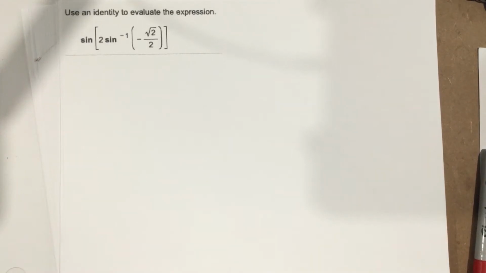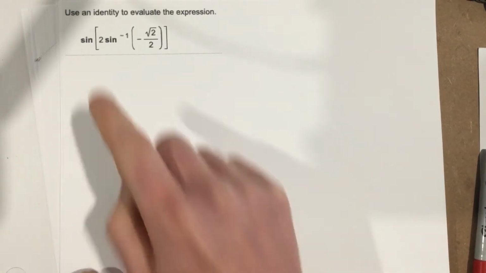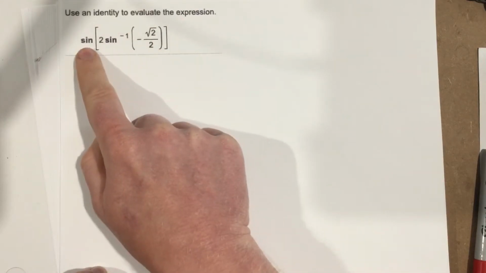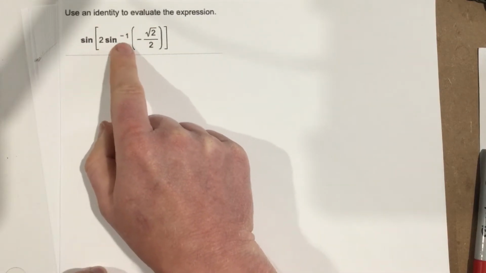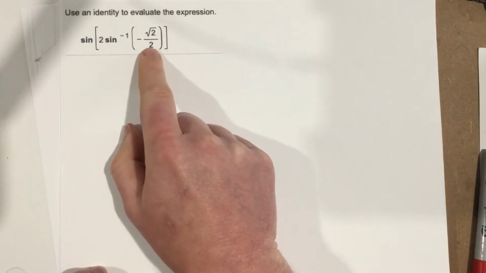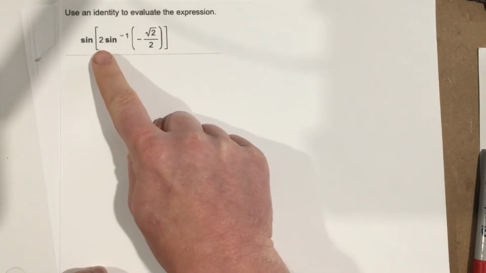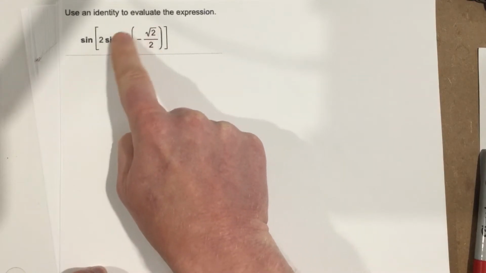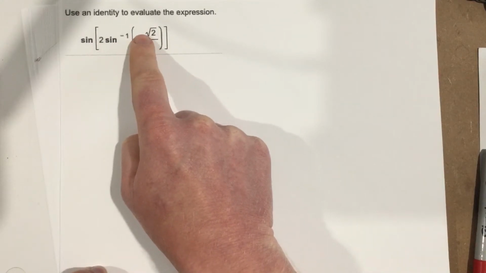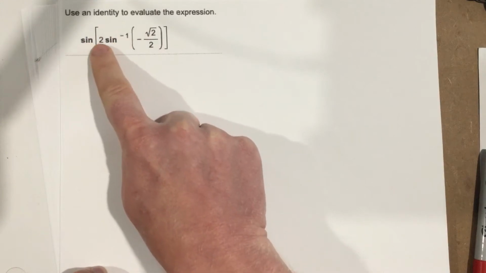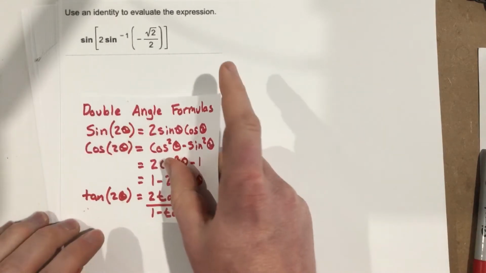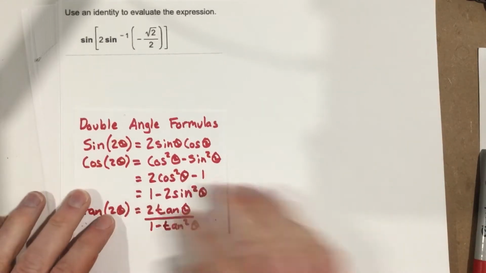This is problem number 4 from section 7.5. It says use an identity to evaluate the expression sine of 2 sine inverse of negative root 2 over 2. Now I want us to notice that 2, and then this sine inverse is acting like our angle. So this is really sine 2 theta, meaning double angle formula. So if we pull out a double angle formula here, that's how we're going to start this problem.